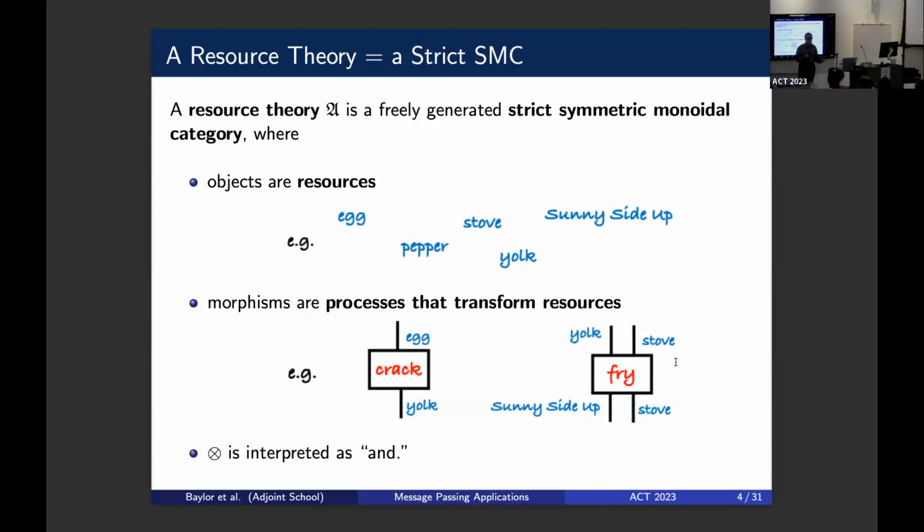So for example, we might have a morphism like crack, which denotes the process where we crack an egg and turn it to yolk. Or you may have a process like fry, where we take the yolk and a stove and get sunny side up in a stove. And we interpret tensor to be and. So we would say egg tensor pepper represents having both egg and pepper.